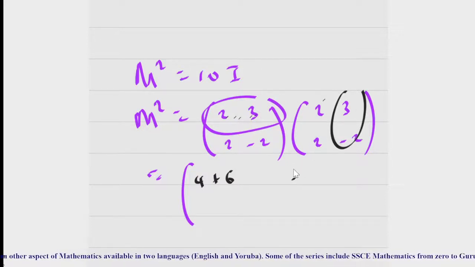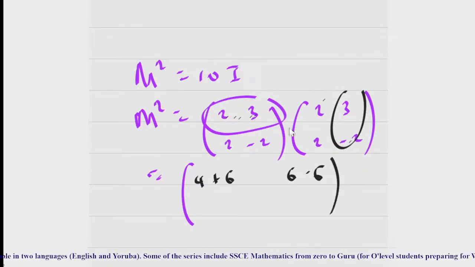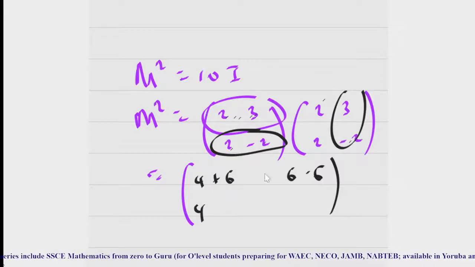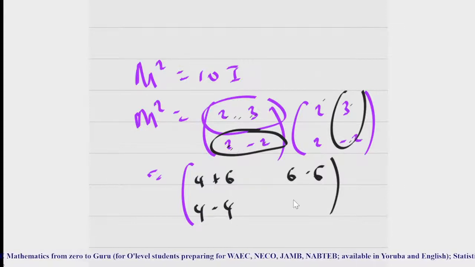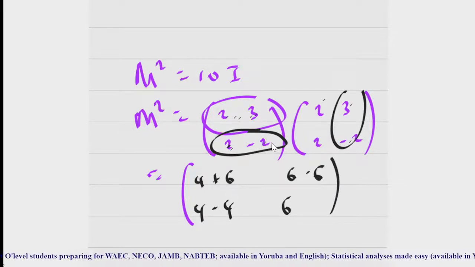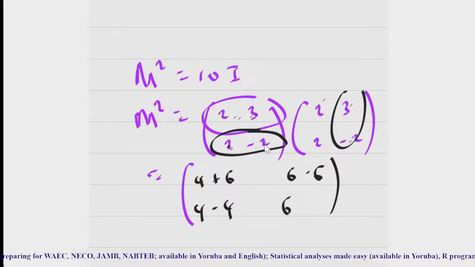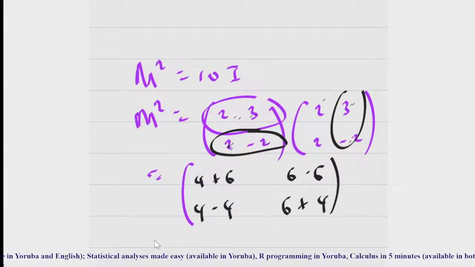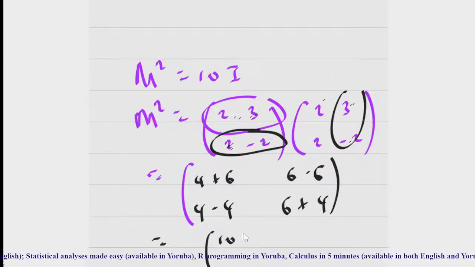So 2 times 3, you have 6. So 3 times minus 2, that's minus 6, right? Then you move to, we don't have any column again. Then you now move to the second row. Then this guy times this guy, 4 minus 4, right? 2 times 3, 6. The second one, so we have 2 times 3, 6. Then minus 2 times minus 2, that is 4. Then what do you have? 4 plus 6, 10, 0, 0, 10.